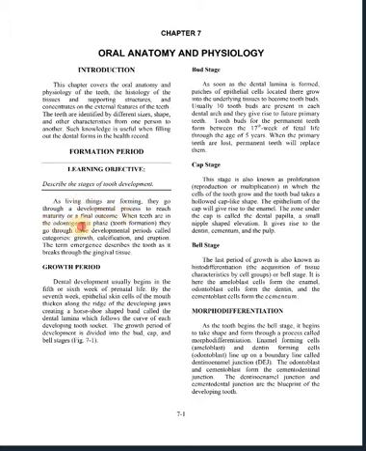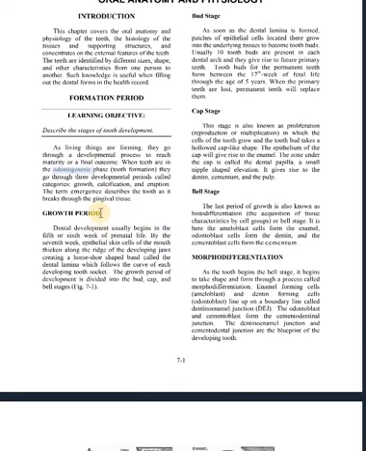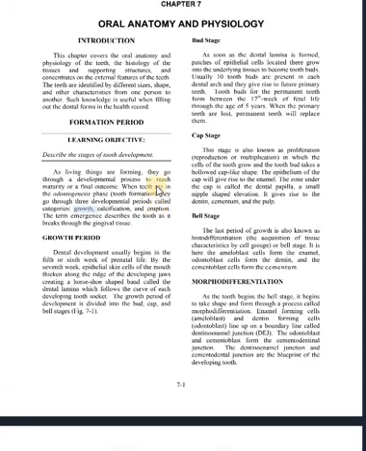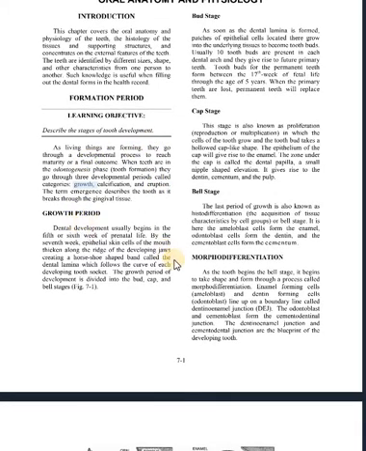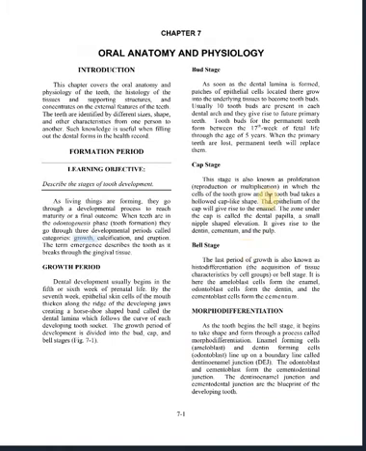So tooth formation phase, odontogenesis, name kind of self-explanatory. Three developmental periods: growth phase, calcification, and eruption, which we'll talk about that one in a minute. So growth period begins 5th, 6th week of prenatal life. The growth period is bud, cap, and bell.